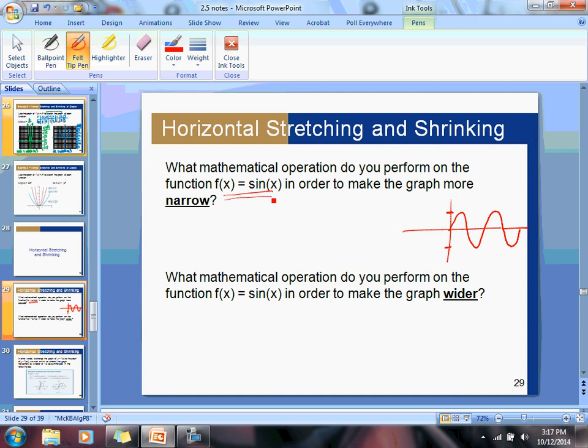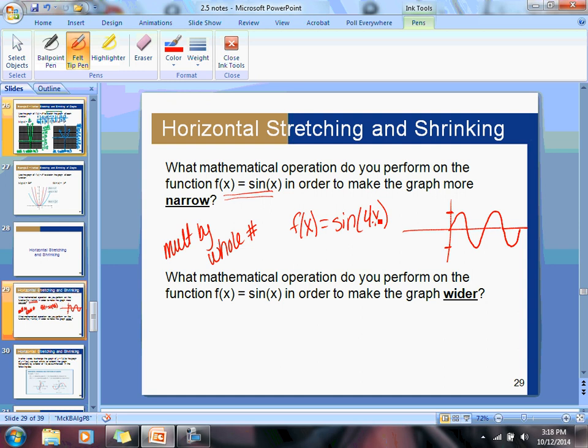Okay, now if you're trying to make something more narrow on the x-axis, you might think you'd want to divide, you'd want to smoosh it all in there, but really you're going to be multiplying by a whole number. And you have to do it to the x value though. So you would have f of x equals the sine of 4x. So you'd have that whole number being multiplied in with the x. And again, you want to do it inside the parentheses like we had before.